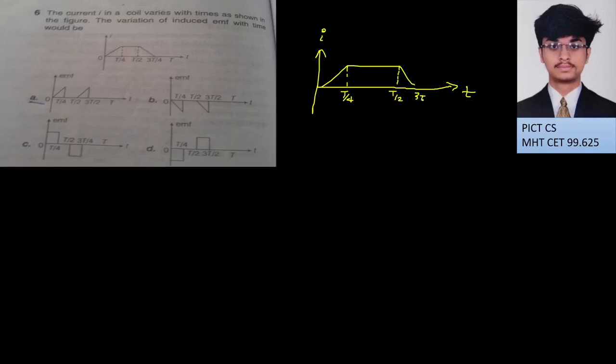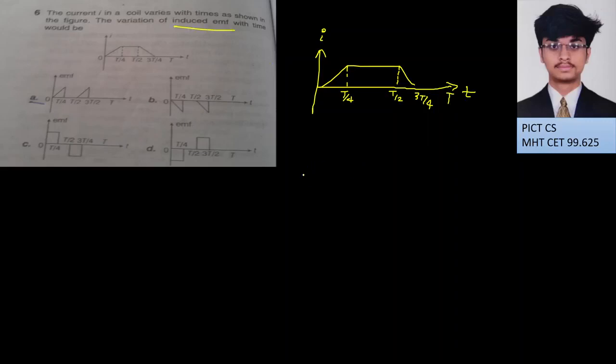Next question. Yeah, so this question is basically a graphical question. Let me clearly show for you all. This graph, it's I versus time t. So it has some nature like this, and it is extended here till t by 4, t by 2, 3t by 4, and this is maybe somewhat t afterwards. Alright, what is asked? Induced EMF.